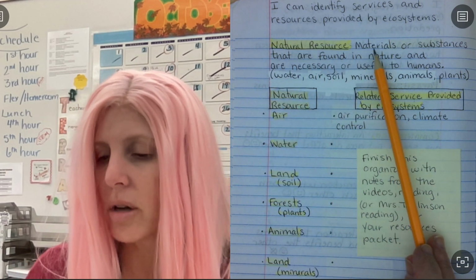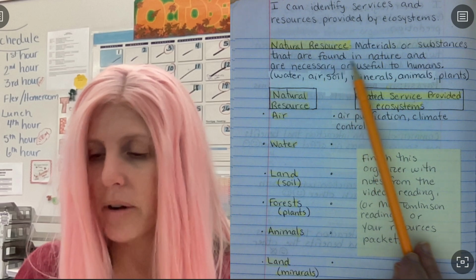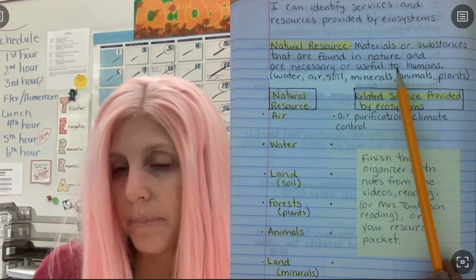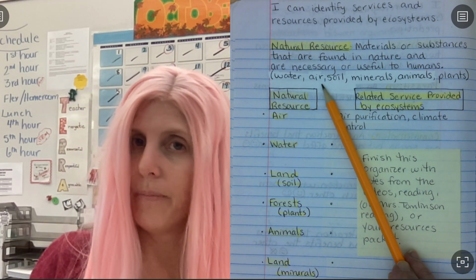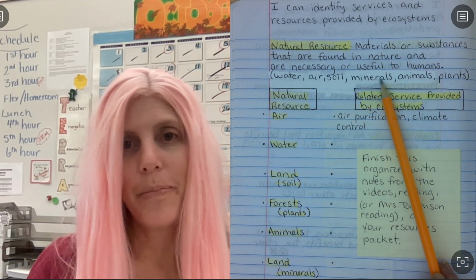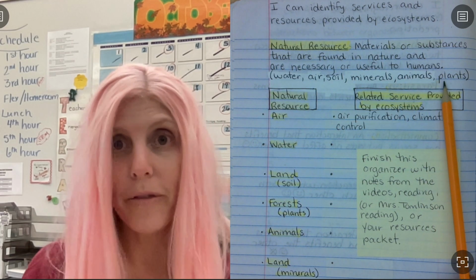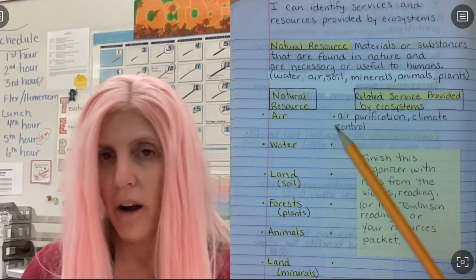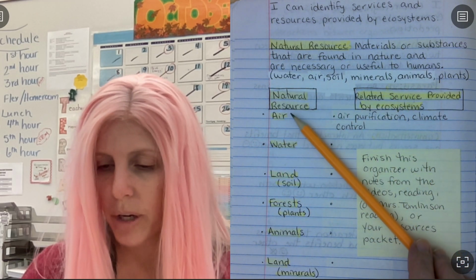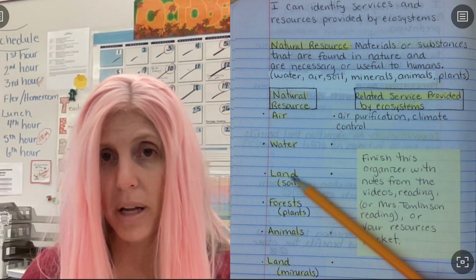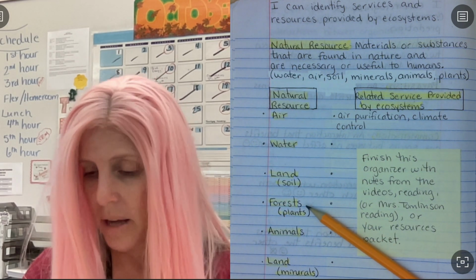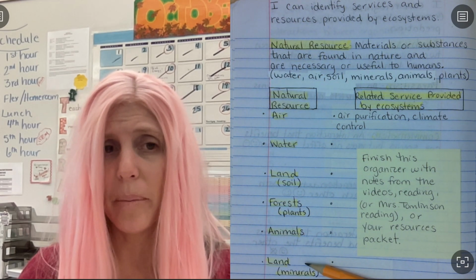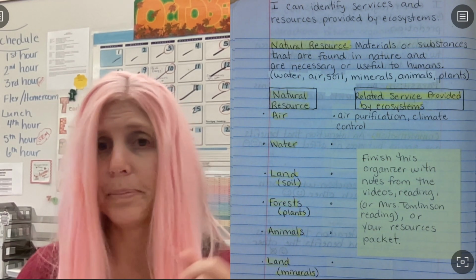Natural resources are materials or substances that are found in nature and are necessary or useful to humans, such as water, air, soil, minerals, animals, plants. All of these things come from nature, right? So if you break it down, on notebook page 27, the natural resources are air, water, land being the soil, forest being plants, animals, and land minerals. I know you can't see it, but it is notebook page 27.